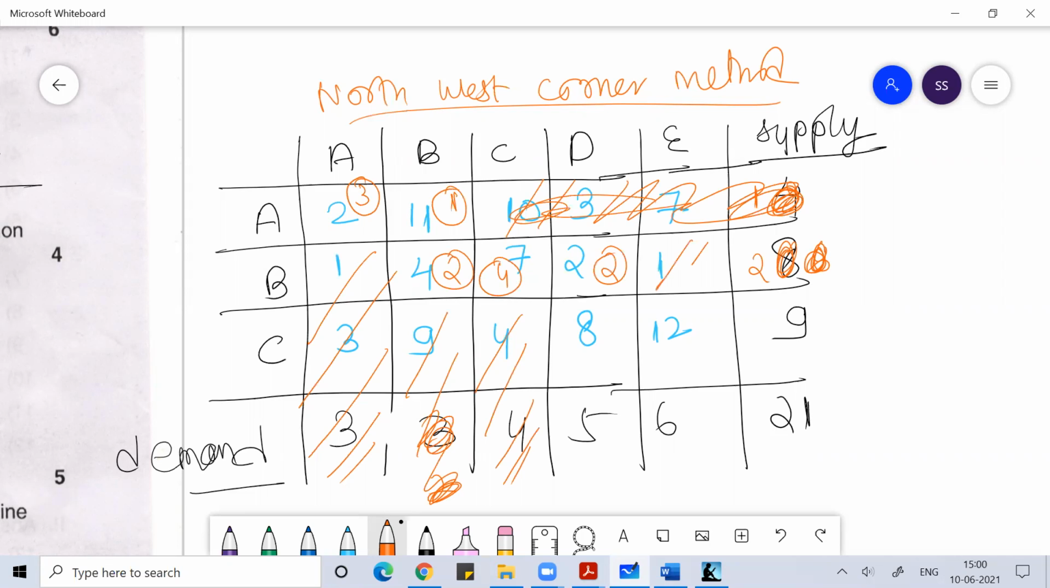The next, if you see supply is 2, demand is 5. So you can put 2. The demand left is 3. Then next, we'll put 3. And then the remaining was 6, nothing left. So you put 6 here.